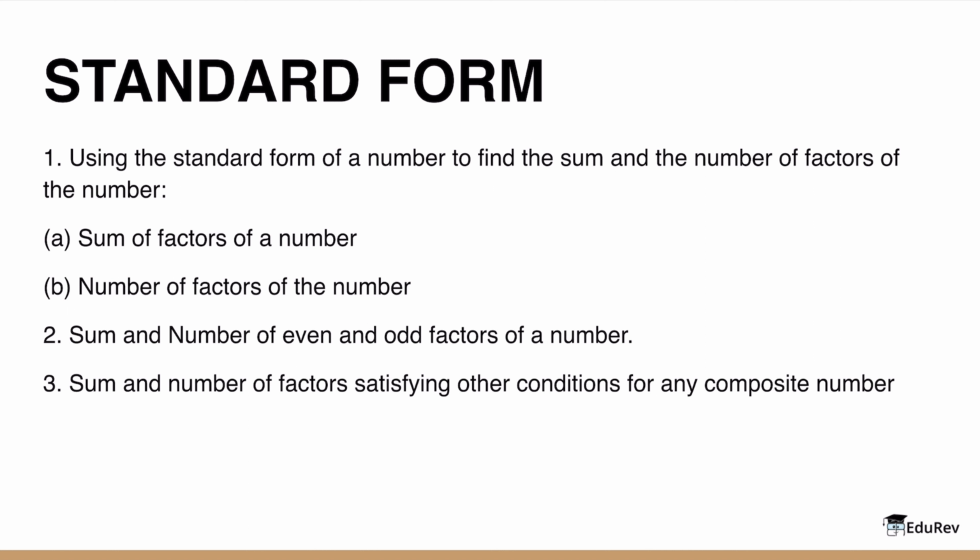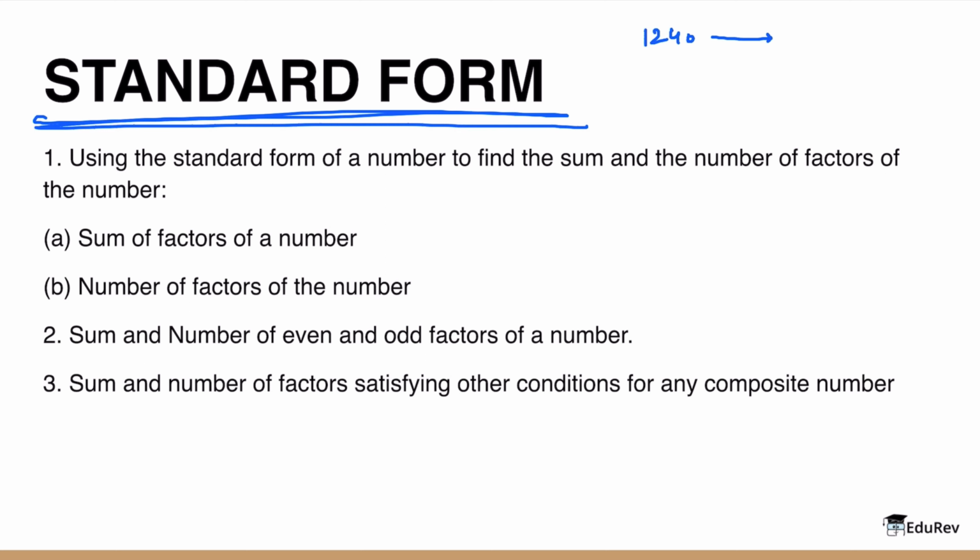So here is your standard form. Now we all have done what the standard form is, right? We have already seen earlier that any composite number can be written as a product of its prime factors, which is also known as your standard form. For example, let's suppose I take 1240. This can be written as 2 raised to power 3 multiplied by 31 raised to power 1 multiplied by 5 raised to power 1. So this is my answer if I write 1240 in my standard format.